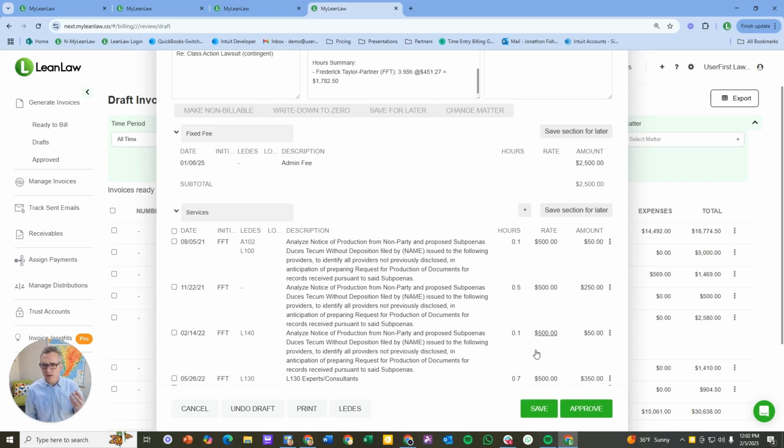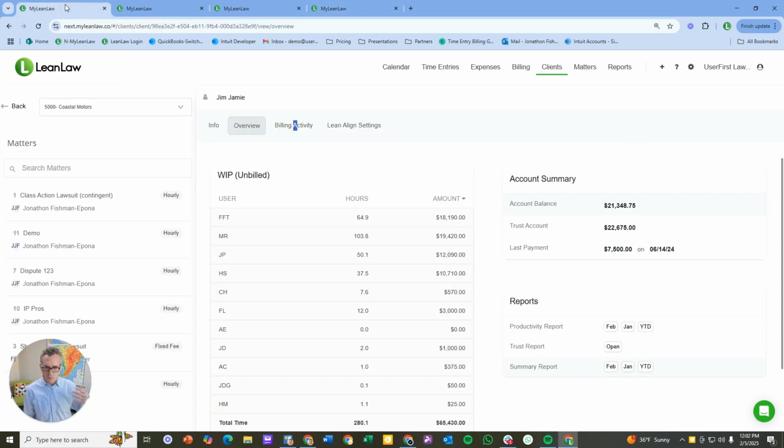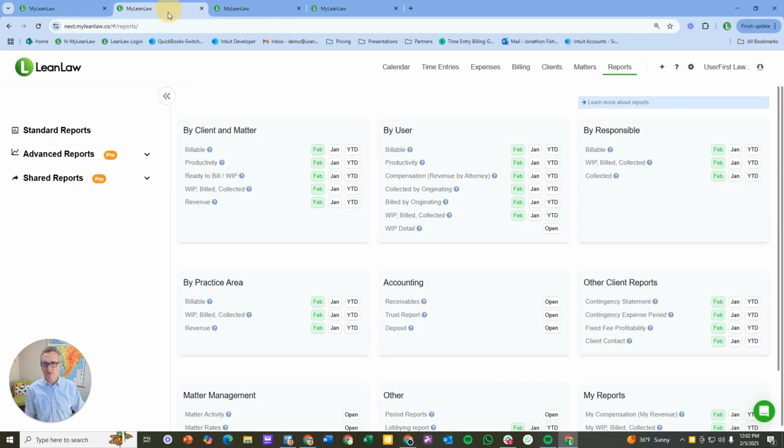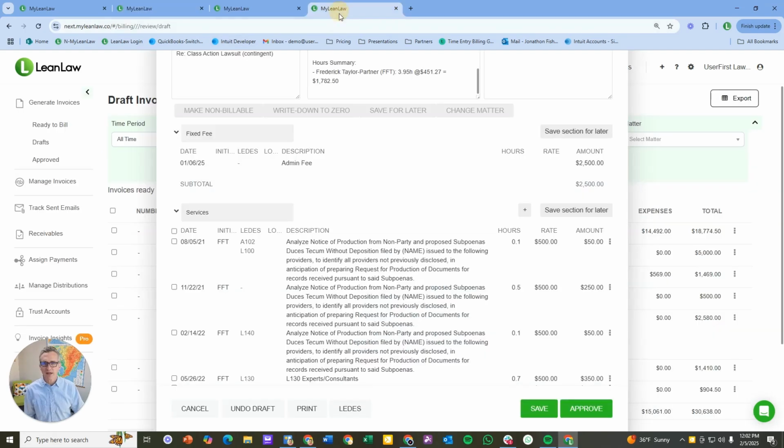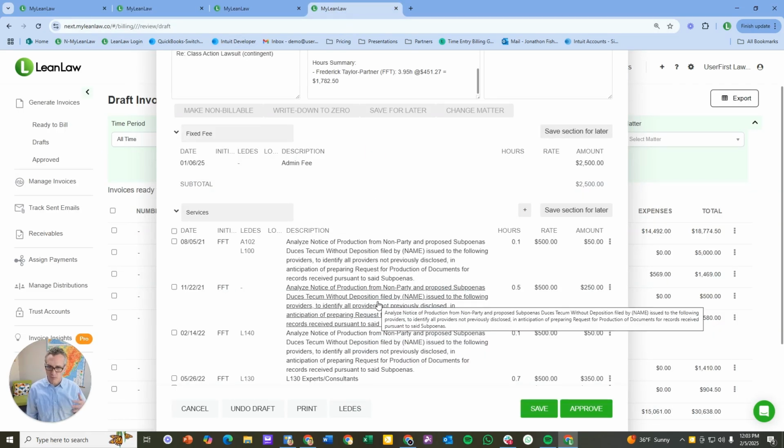So those are 3 ways that we help you run your practice and run your law firm better, both the financial status of a matter, the overview on reporting, and lastly, our invoice review and approval process.